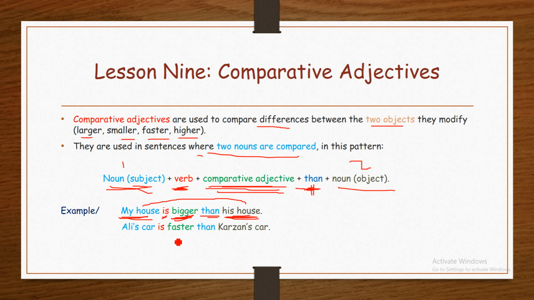Ali's car is faster than Karzan's car. Ali's car is the first object, is the verb to be. Faster is the comparative adjective. Than, we said we always use than after comparative adjectives. Karzan's car is the second object. Here, these two objects are compared. Ali's car is faster than Karzan's car.